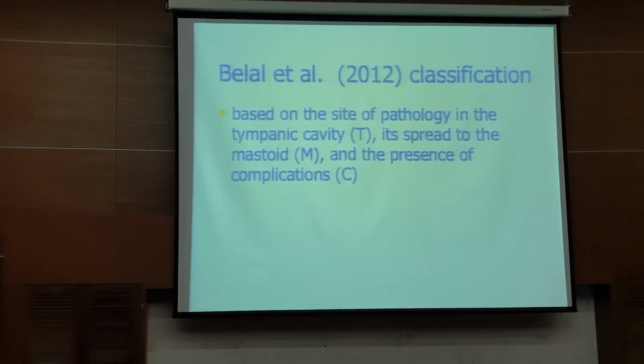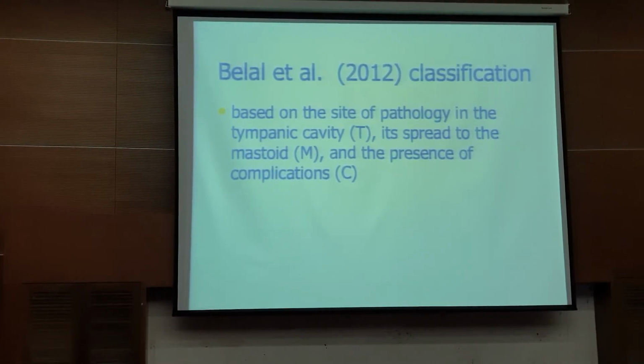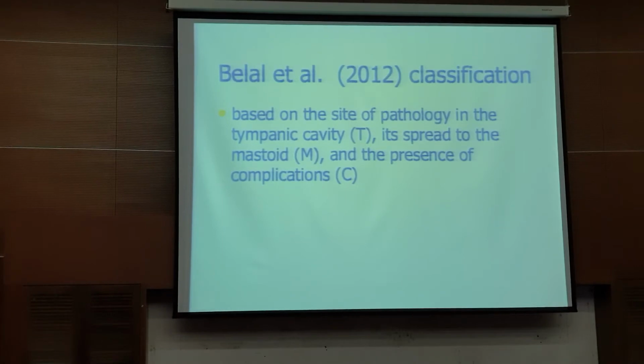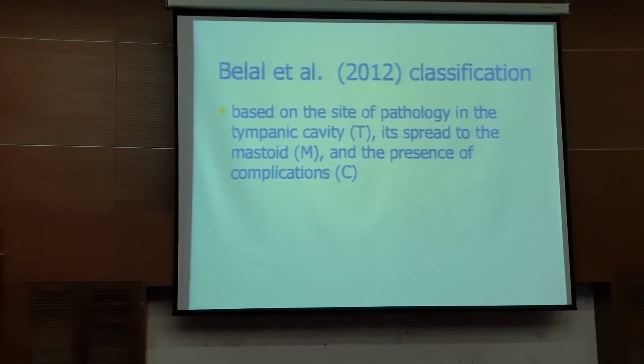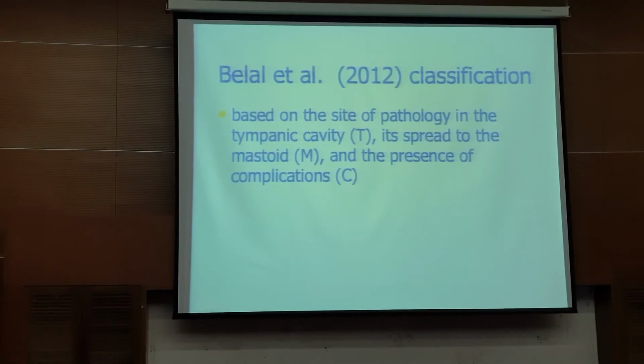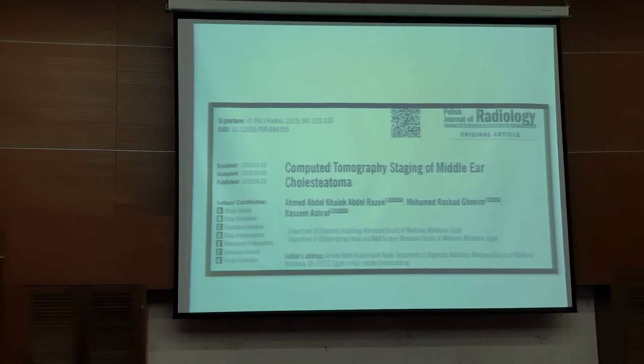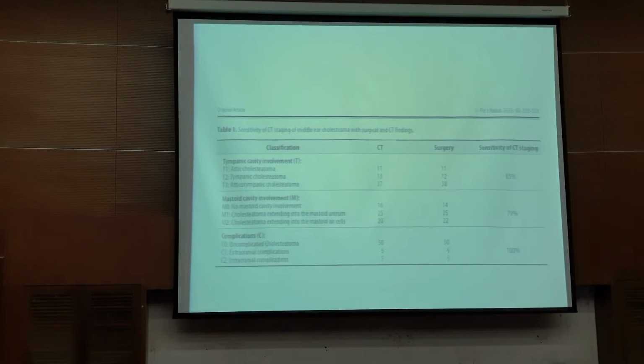So Bilal 2012 classified based on TMC. T means the tympanic cavity. M is an involvement of the mastoid and the presence of complication. So in other words, it looks at the site and the extensions of the disease. So this was published in 2015, computed tomography staging of middle ear cholesteatoma. So in other words, you can classify into TMC. That means tympanic cavity involvement, the mastoid cavity involvement, or complication.